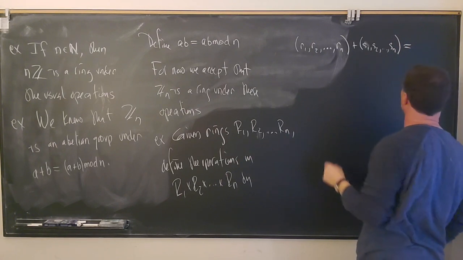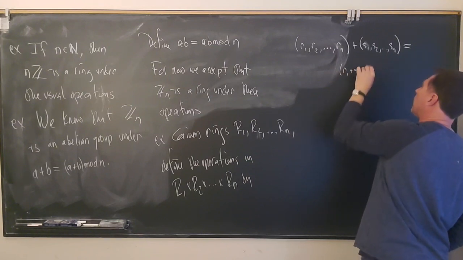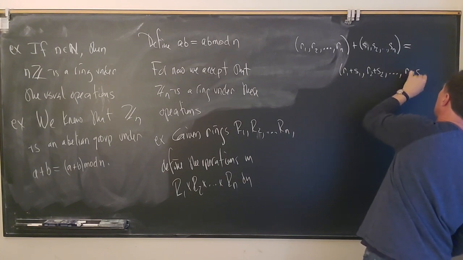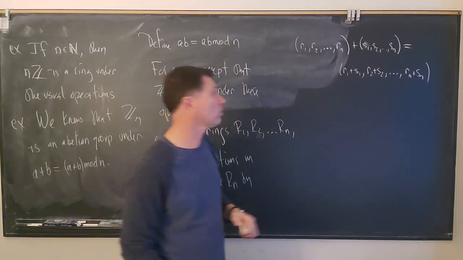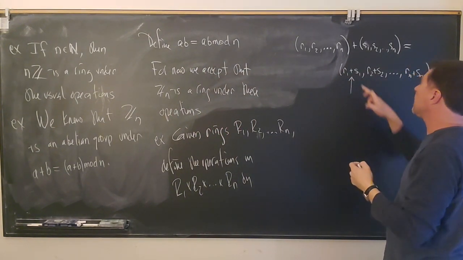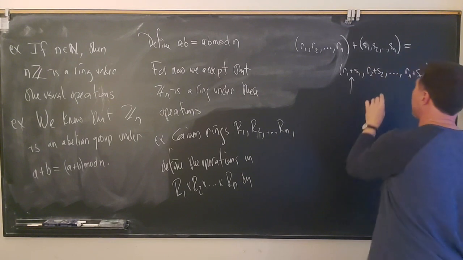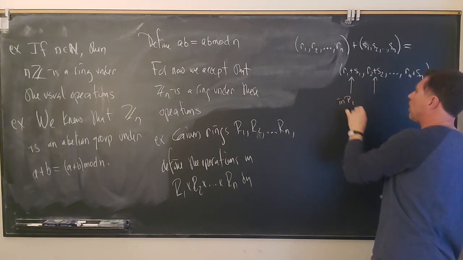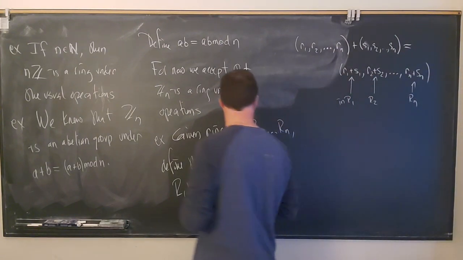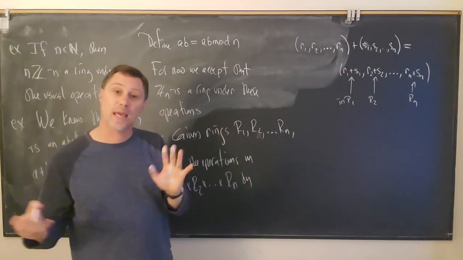That's going to be equal to r1 plus s1, comma, r2 plus s2, dot dot dot, rn plus sn, where that first plus means the additive operation in the ring R1, whatever that happens to be. The next plus is happening in R2, all the way down to Rn. And we know that this gives us the structure of an abelian group when it comes to the addition. We're going to do the same thing with multiplication.